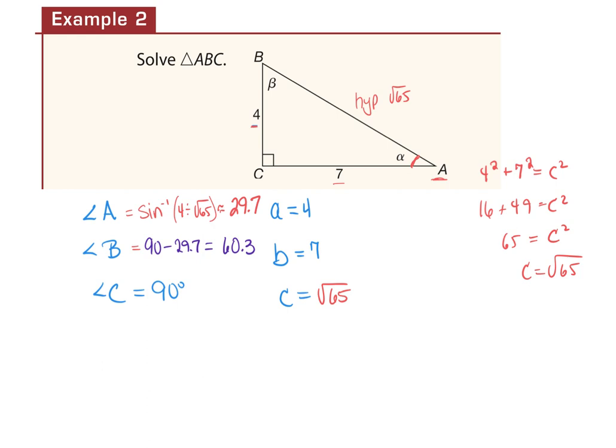And you can use whichever inverse trig function you want to, depending on what side you have. All right? So anytime you're solving for an angle, you're going to use an inverse trig function. If you're solving for a side, you're going to use a regular trig function, not inverse trig. All right? So let's look at these. We won't do special right triangles just yet.